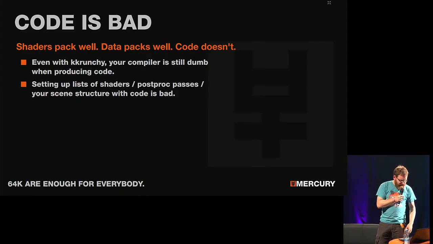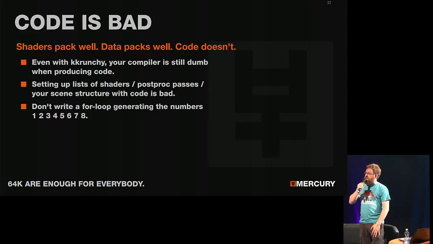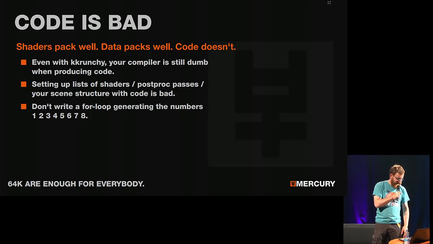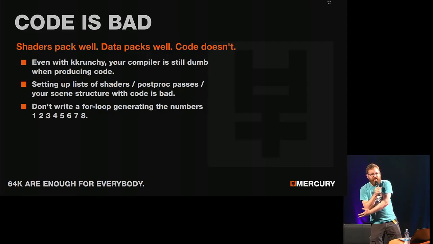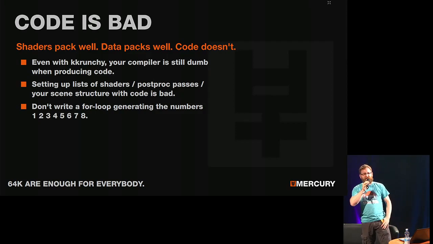You don't really need that if alternatively you can specify the same in sort of data. So quite concretely, I would say don't write a for loop to generate the numbers 1, 2, 3, 4, 5, 6, 7, 8. Because if you just write this into your integer array, the compressor sees, oh, subsequent numbers. Yes, compress that away.